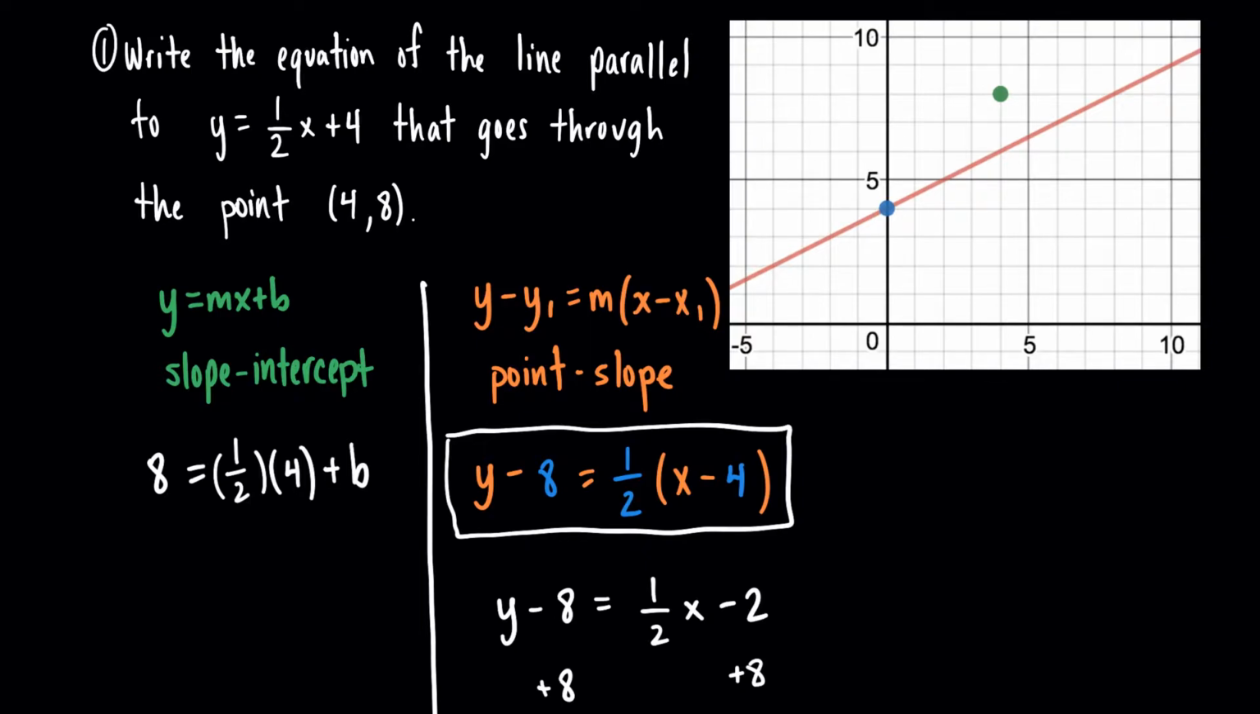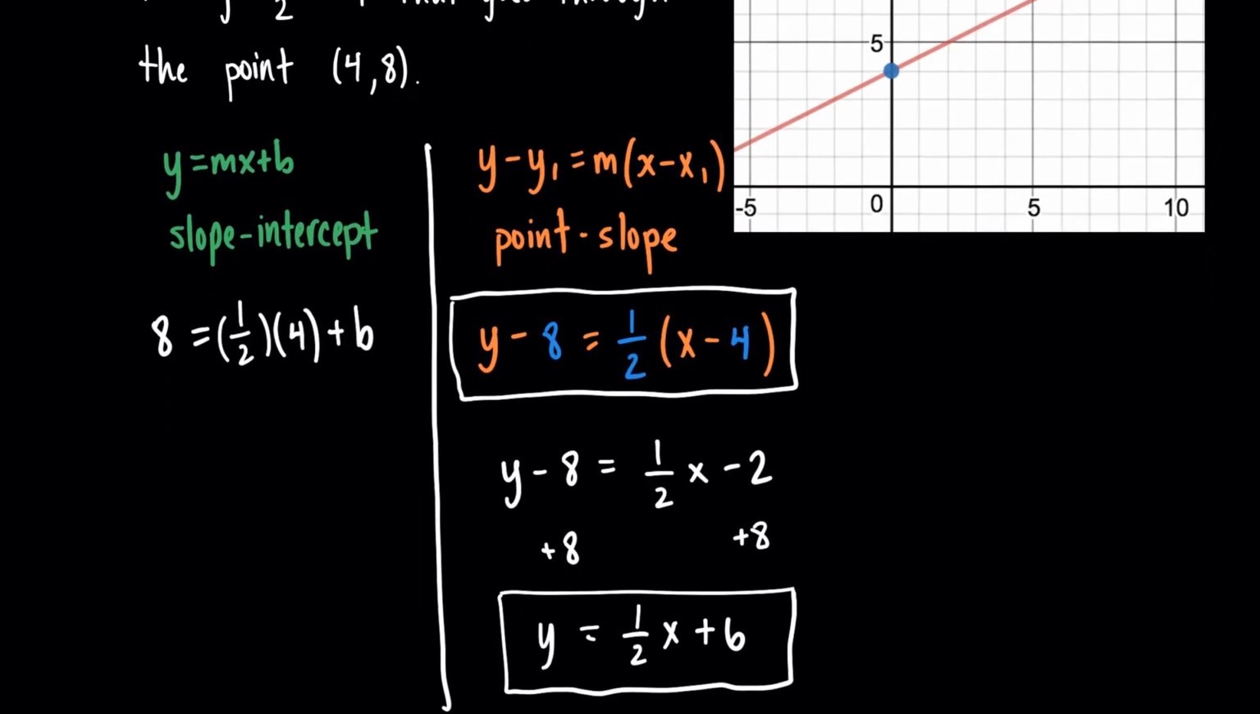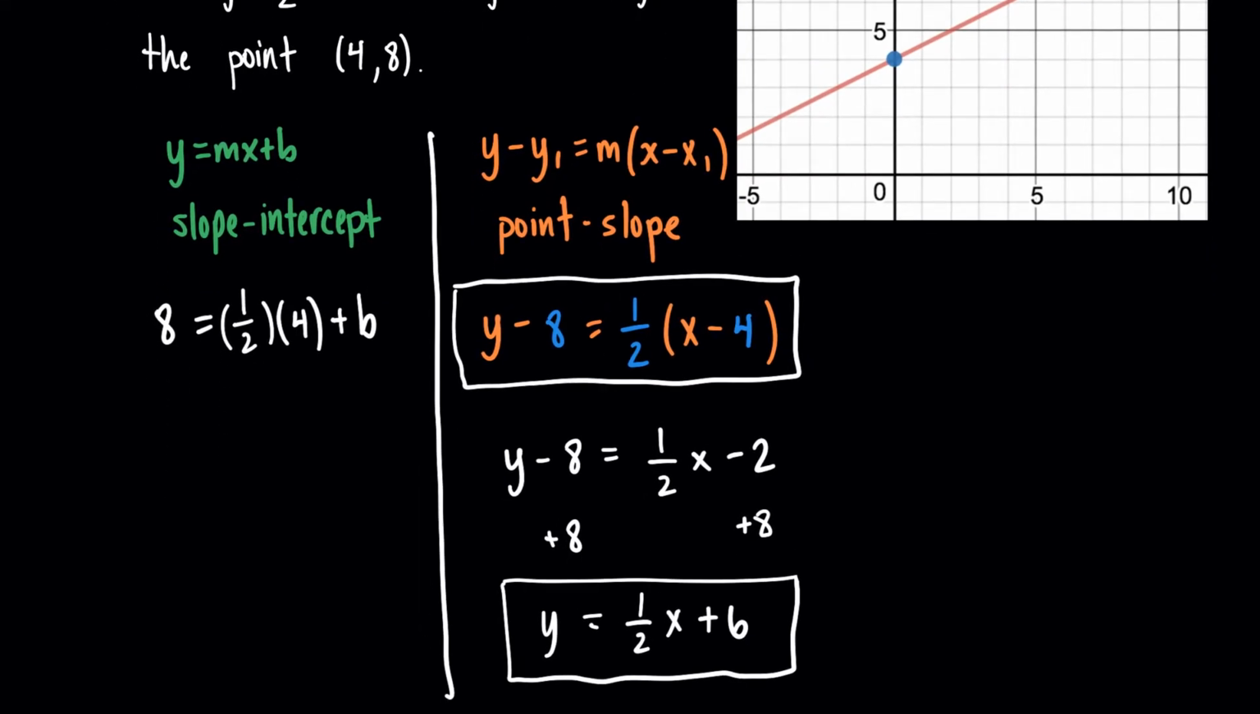Now what we're going to do is solve for this b. We're going to figure out what the y-intercept is. Then we're going to write the equation in slope-intercept form. It should be the exact same as what we have below. So let's solve for b here. 8 is equal to 1/2 of 4, which is 2, plus b. And then if you subtract 2 from both sides, you should get that b is equal to -6. So b is equal to -6.